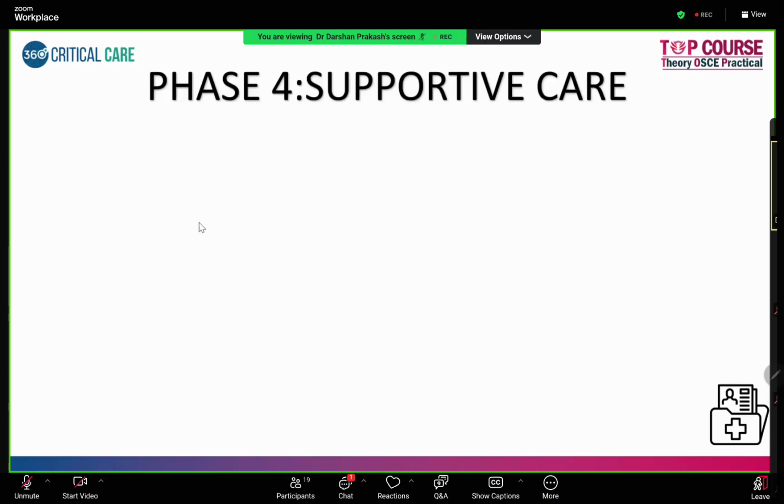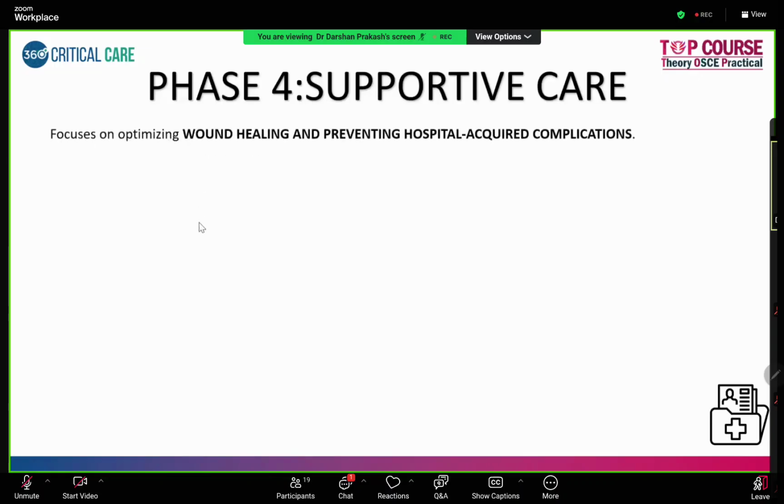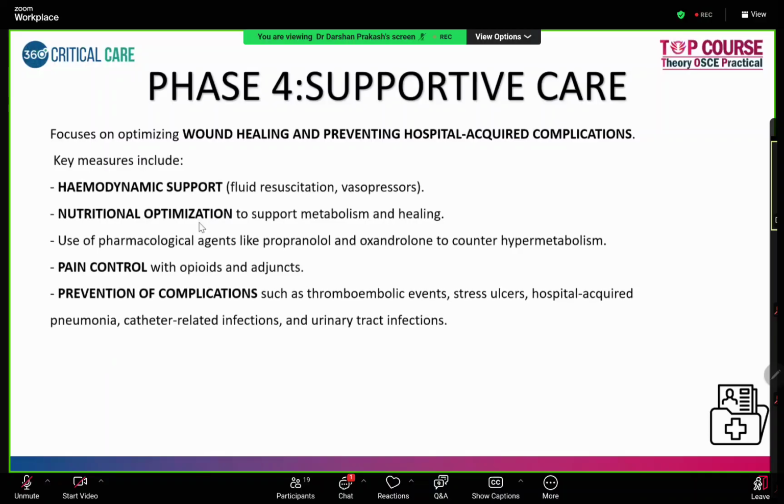Coming to supportive care, that is your fourth phase. Usually, it focuses on wound healing and prevention of hospital acquired complications. It looks into hemodynamic support, nutritional optimization, pain management, and prevention of complications.